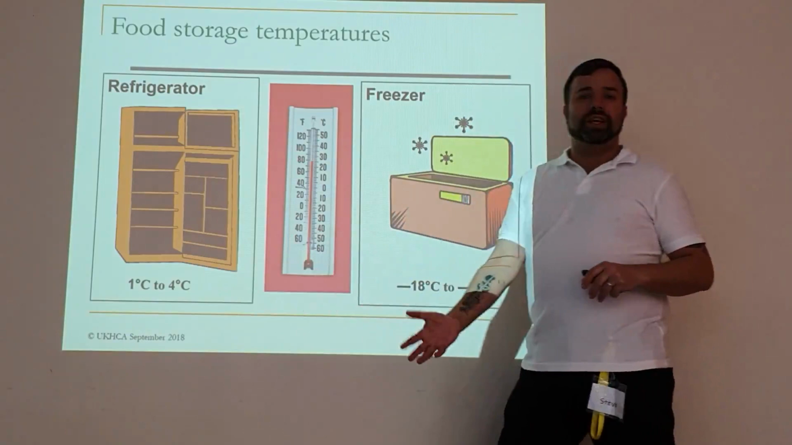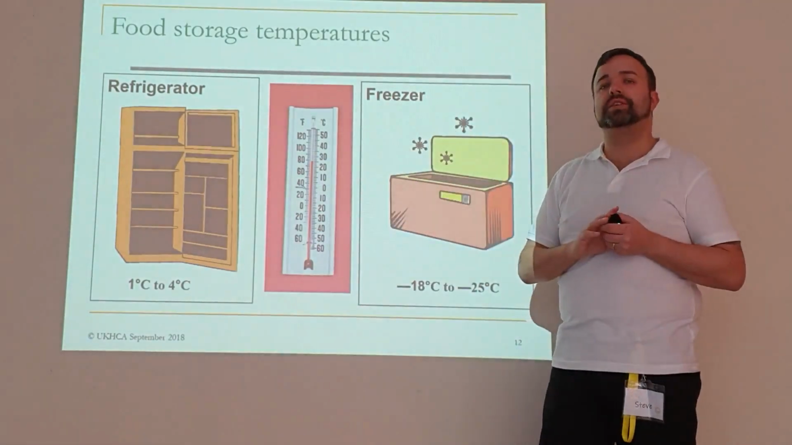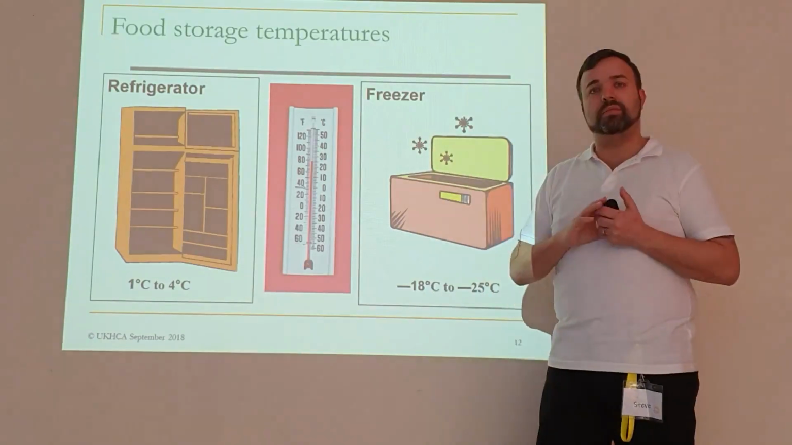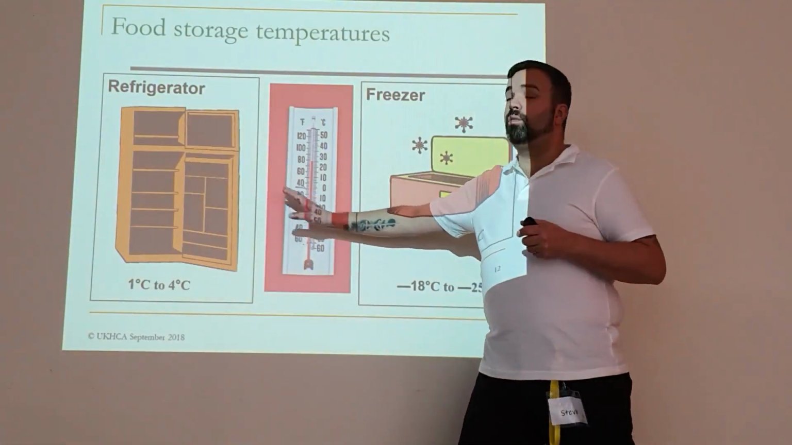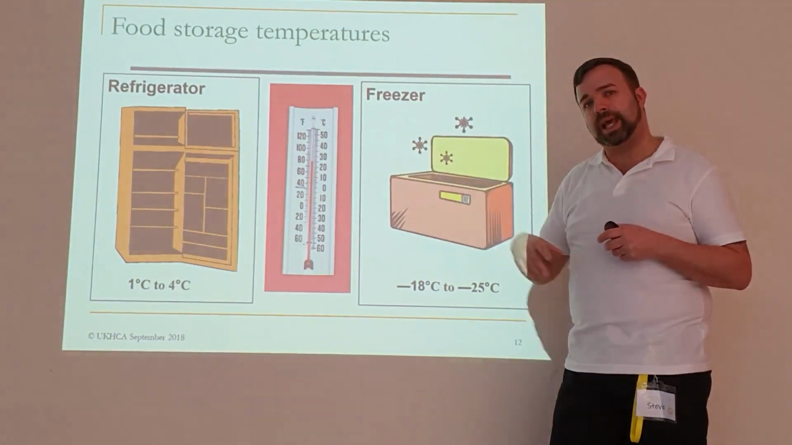So if the fridge is above 4 Celsius and it's going into room temperature into the danger zone, the bacteria is going to start multiplying. So it's important we do fridge temperature checks to make sure the fridge is working, and they should be done daily.